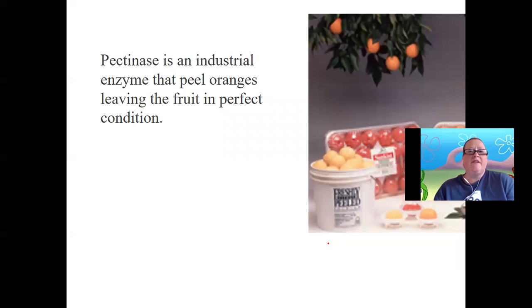Another food enzyme that's often used, and I think this is really cool: if you've ever gotten the little mandarin oranges in the can, all of the peel has gone completely away. Pectinase is an enzyme used to peel the oranges and leave the fruit in perfect condition.